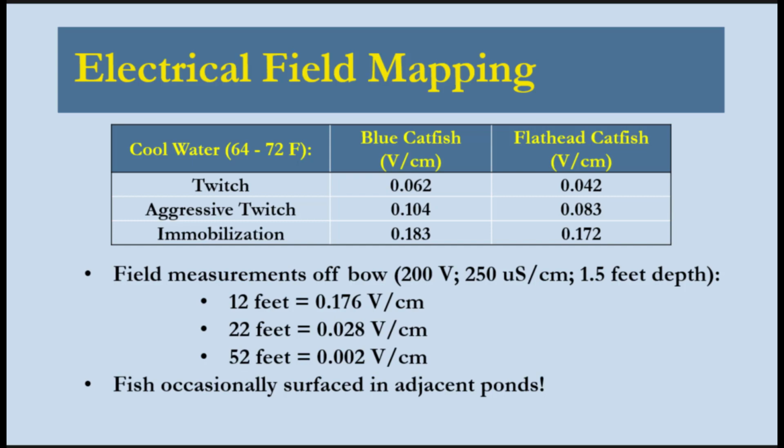As you can see, when you get to about 20 feet off the bow of the boat, you're not even really hitting that twitch threshold anymore. But as we all know, fish are coming up hundreds of feet from the boat. So after about 15, 20 feet, it's incredibly small field intensities.